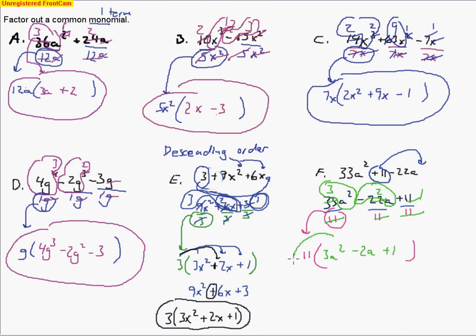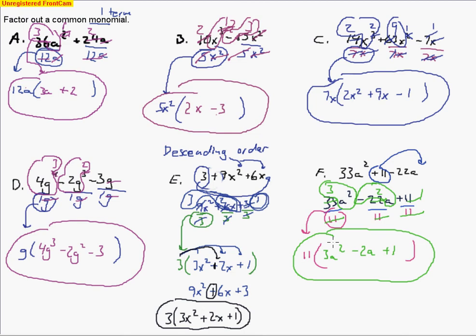Let's check and make sure it makes sense. 11 times 3a squared makes 33a squared. 11 times negative 2a makes the negative 22a. 11 times 1 makes 11. See, now you know you have the right answers.